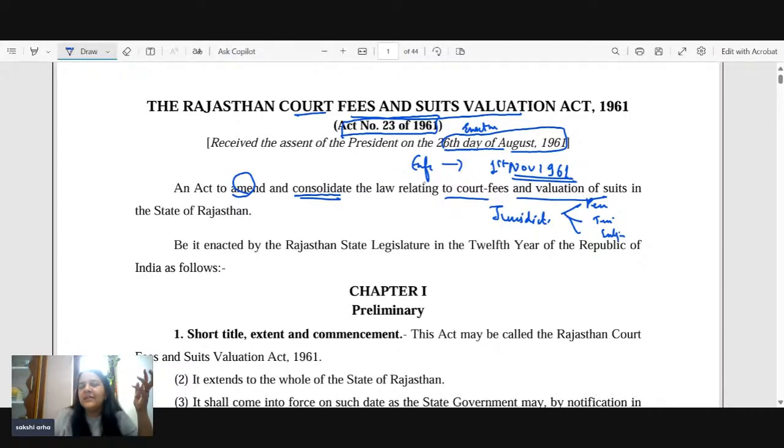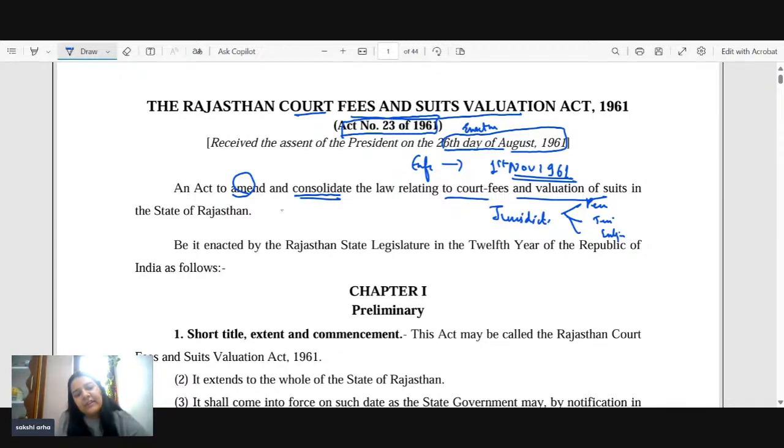And sometimes by that suit valuation we get to know our court fees also. Okay, this is the value of suit, then this will be your court fee. Let's take an example. If 5,000 is the value of your suit, then 5 rupees will be the court fee. So these are the words court fees and valuation of suit and how they are interlinked with each other.